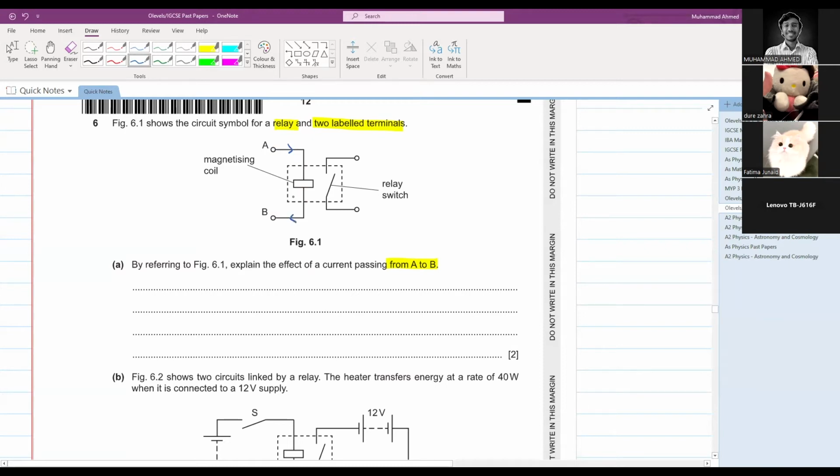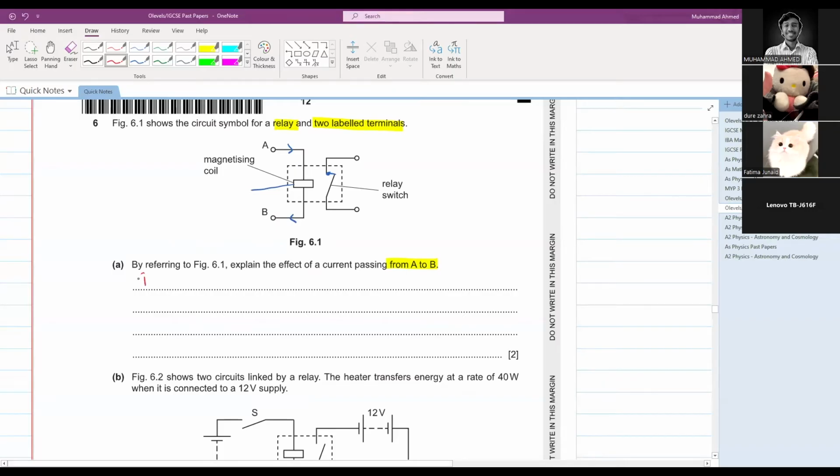If the current passes from A to B, this magnetic coil will generate a magnetic field, or you can say this coil will get magnetized. As this coil gets magnetized, it will attract the relay switch, and the relay switch will close. So what has happened? As the current passes through A to B, the magnetic coil gets magnetized. As the magnetic coil gets magnetized, it attracts the relay switch, closing the relay switch.